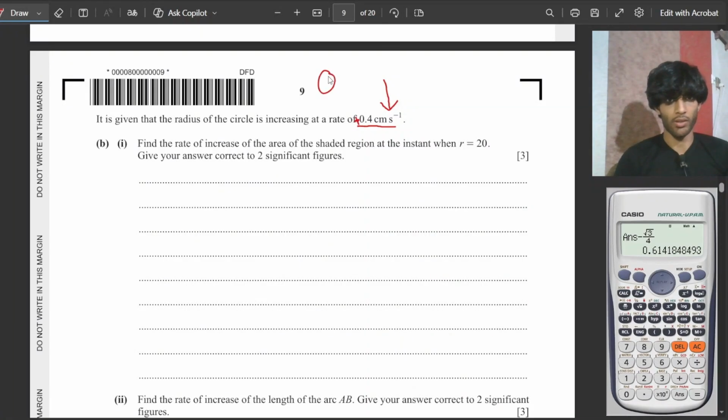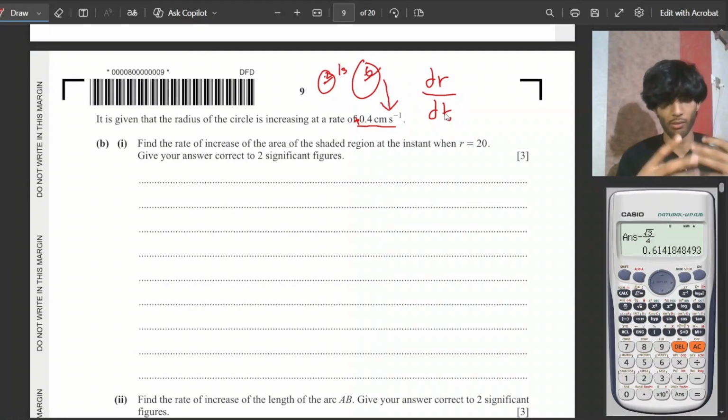So if the radius of the circle at second 1 was, let's say, 0.2, then after 1 second it would be 0.6. And then in the next second it would be greater, and so on and so forth. So this is basically my rate, dr by dt, meaning one quantity is changing with respect to another quantity. This is equal to 0.4 centimeters per second. Okay, this is my dr by dt.